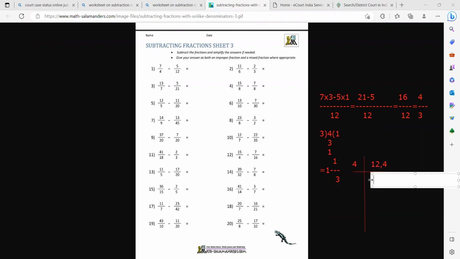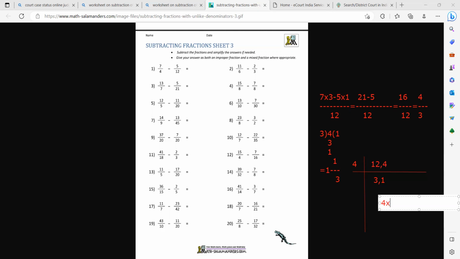Then we can divide this as 4 into 3 is 12 and 4 into 1 is 4. These two numbers, 3 and 1, cannot be divided by any other number except 1. So we can write this as 4 into 3 into 1. 4 into 3 is 12, 12 into 1 is 12. So the LCM will be 12. And what is the full form of LCM? The full form of LCM is lowest common multiple. In this way, we have to do all the sums.